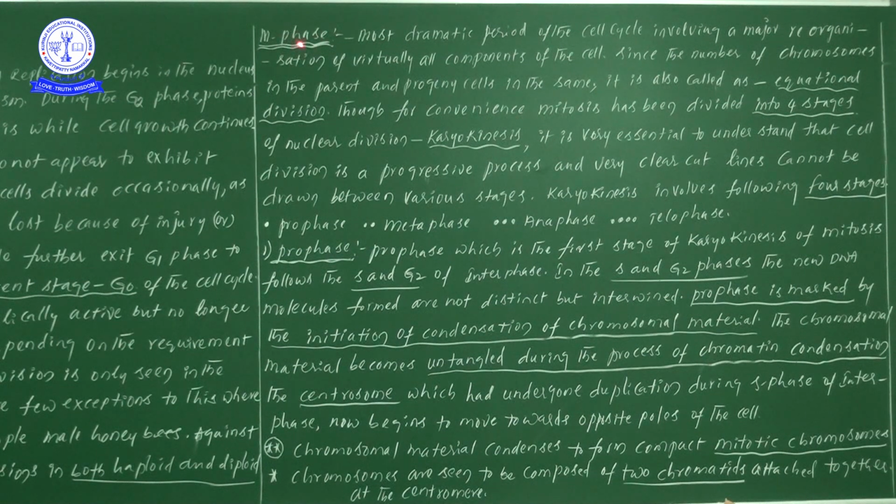For our convenience to study, let us divide the M phase into two types: one is karyokinesis and the other is cytokinesis. Don't worry, I have already given this explanation in a previous video. Karyokinesis means division of the nucleus, and in karyokinesis there are four stages: prophase, metaphase, anaphase, telophase. Cytokinesis is the next stage after completion of karyokinesis, where we discuss the division of the cytoplasm.